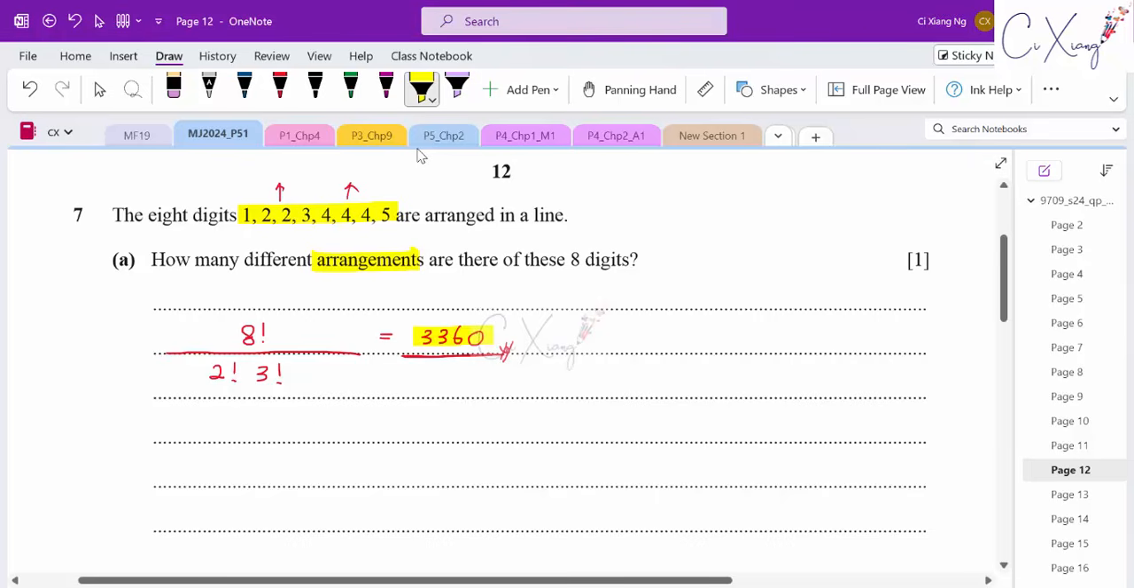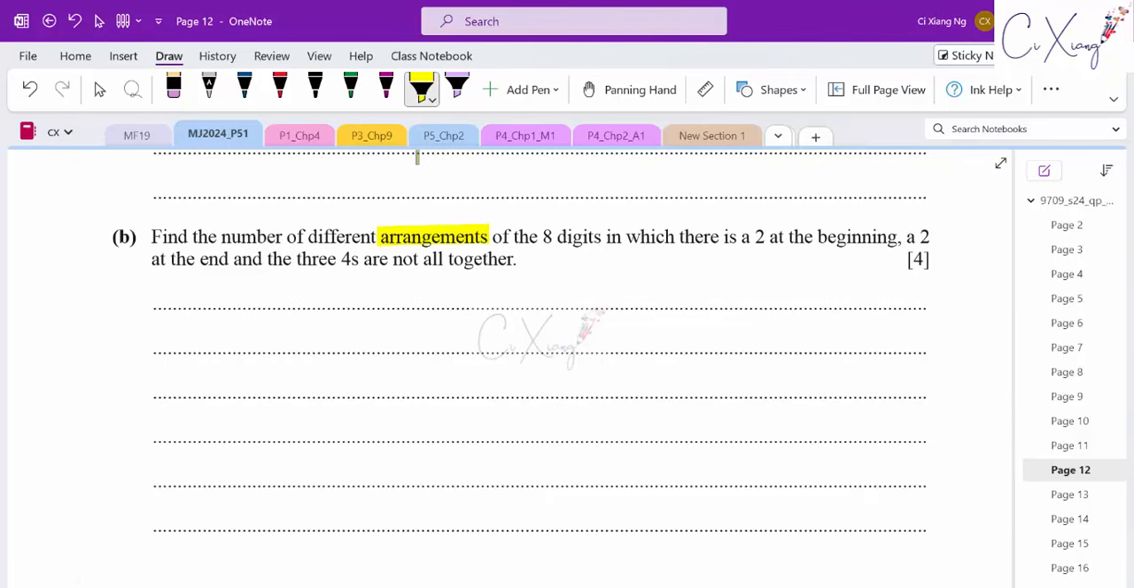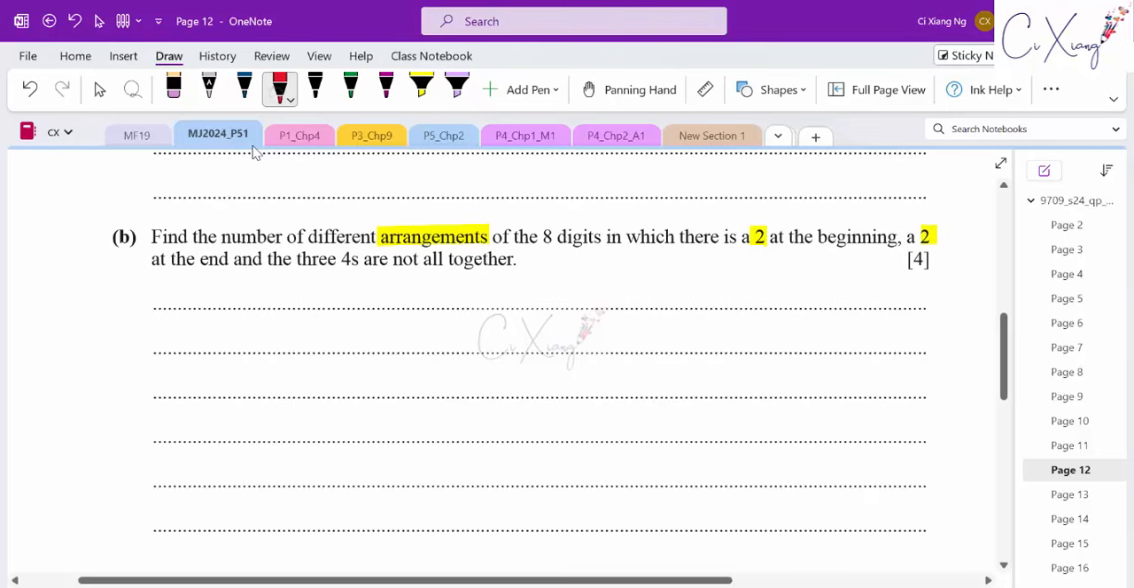Okay, so let's look at part B. For part B, they want to find the number of different arrangements again, of the 8 digits where 2 is at the beginning, another 2 is at the end, and the 4s are not all together. So let's say I fix the 2 here, it cannot move anymore, and I fix the 2 here, it also cannot move. So in between, I still have 6 numbers to arrange.